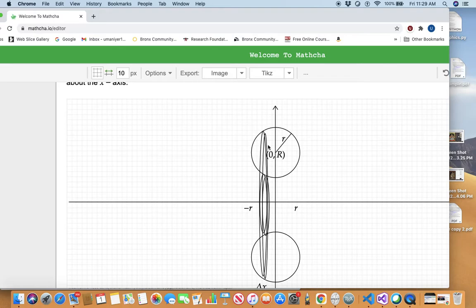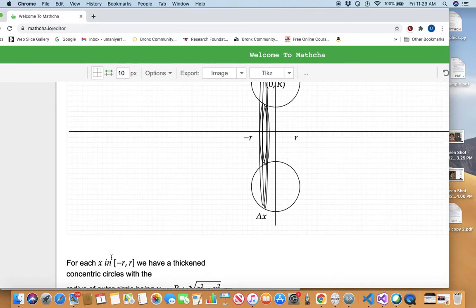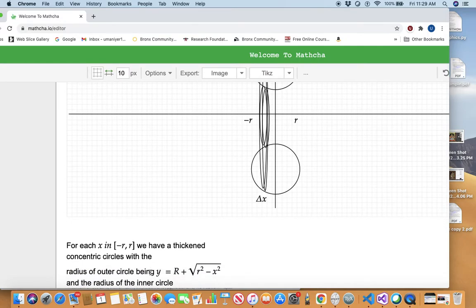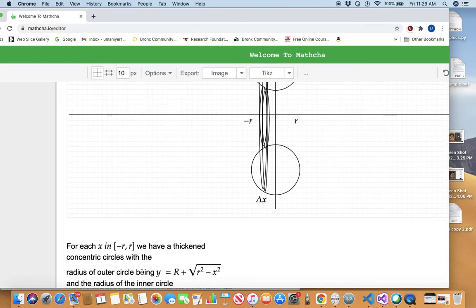So notice, I'm getting washers here, right? There is an outer circle and there is an inner circle. For each x going from negative r to positive r, I am getting thickened concentric circles. So the thickness is delta x. So I'm going to take integration with respect to x. For each x from negative r to r, we have thickened concentric circles. Radius of the outer circle.